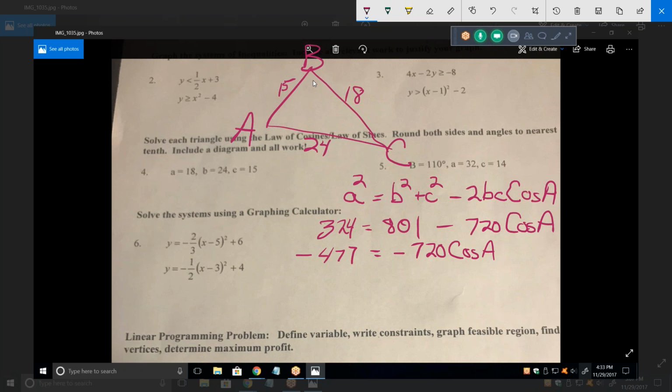Now, we're trying to solve for angle A. So we have to keep getting rid of everything else. In other words, our final answer is going to be A equals. So do we get rid of the 720 now? Tell me how. You divide, correct? By what? 477 or 720? By negative 720. You've got to get rid of that negative sign also. You can't just get rid of the 720, otherwise we'll still have a negative sign in front of our cosine. So I have to divide both sides by minus 720.